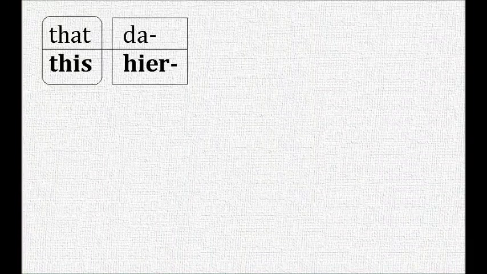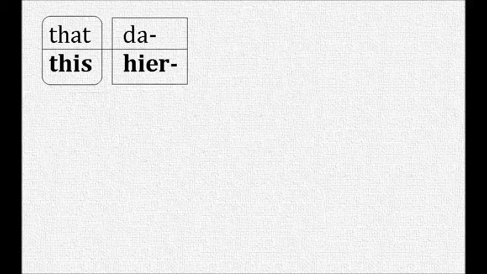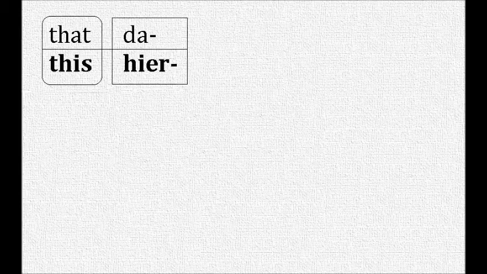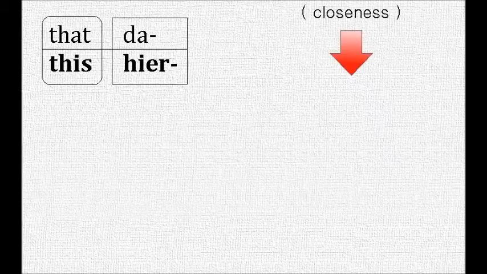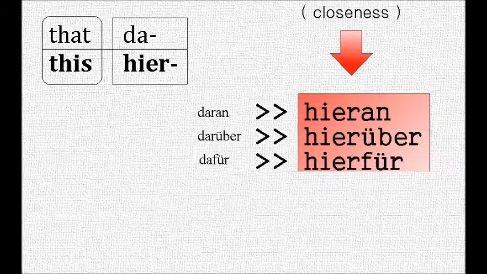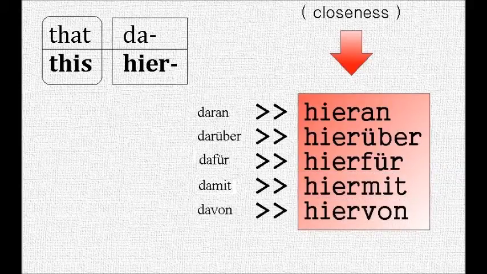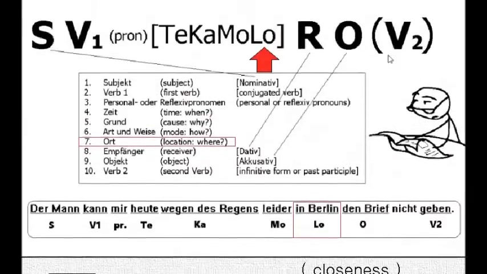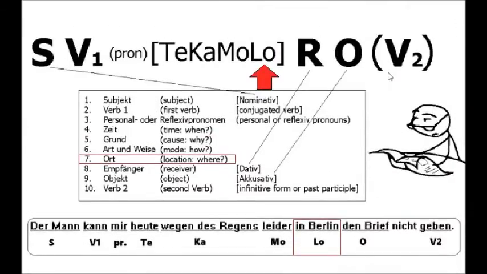While that becomes da, if you want to express a local or temporal closeness, like this, then you can use hier instead of da. For example, hieran, hierüber, hierfür, hiermit, hiervon, and so on. The pronominal adverbs with da and hier stand at the locational adverb position of the sentence, just like hier and da would, but they are often emphasized and used at the beginning of the sentence. They can also refer to a following subclause.